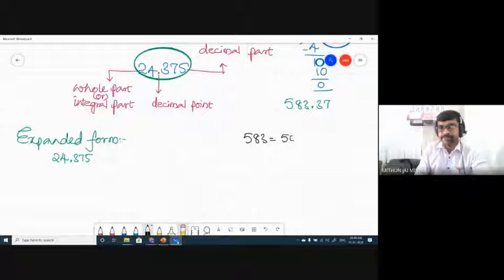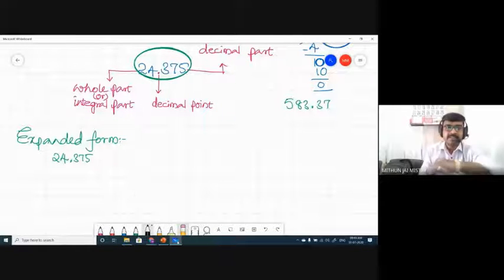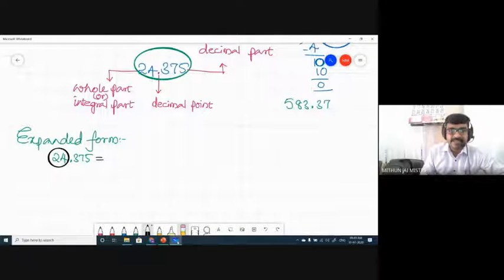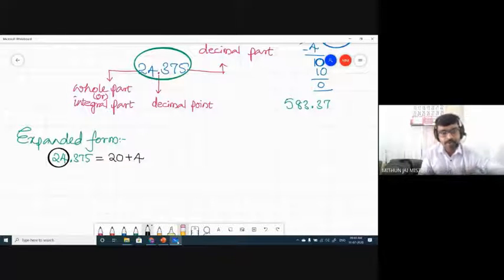This expanded form will be 500 plus 80 plus 3. Correct? Yes, sir. So here, as the decimal number also has 2 parts, one is the whole part and the other is the decimal part. It will go like this. First, 24 will be as it is. We can write 24 as 20 plus 4. Till here it is clear? Till here it is the same as how a whole number is usually expanded.